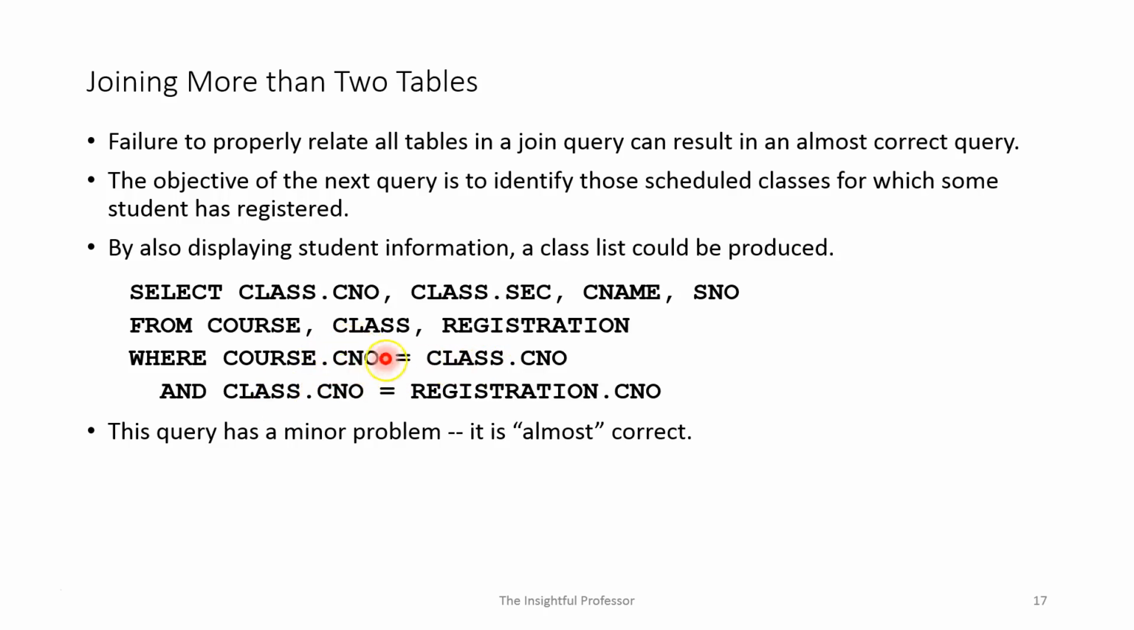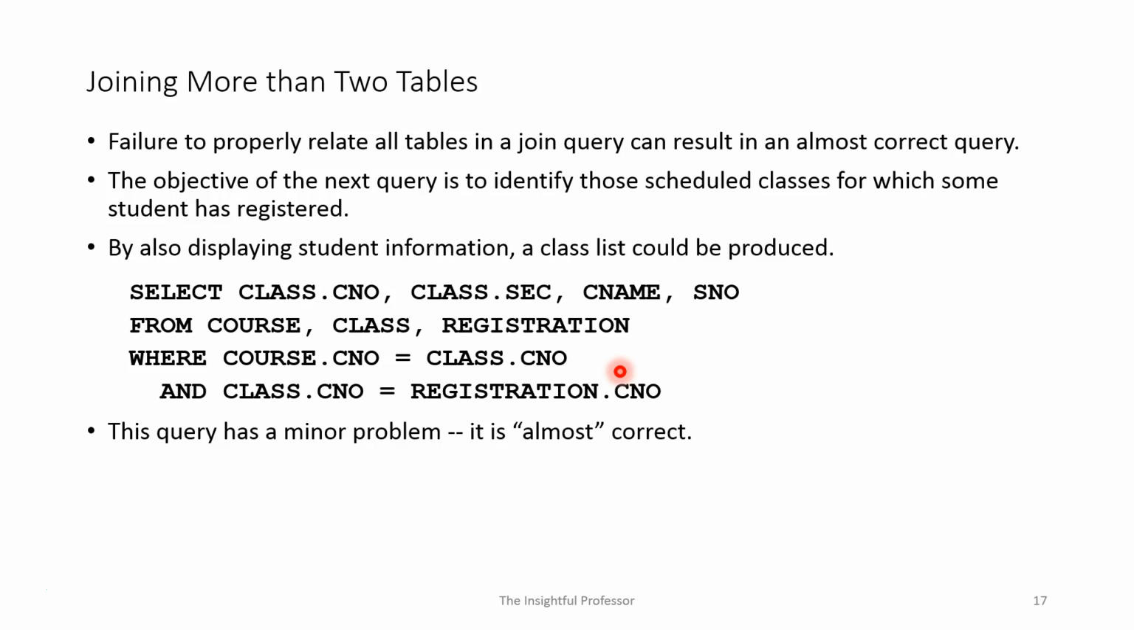Well, course has CNO for its primary key. Class has CNO for a foreign key. So this relationship is expressed properly. But the unique identifier of a class consists of course number plus section number. It's a composite primary key. And then registration has to have a composite foreign key to capture that relationship between the registration event and the actual class. And again, review the background video if you're not clear on those semantics.